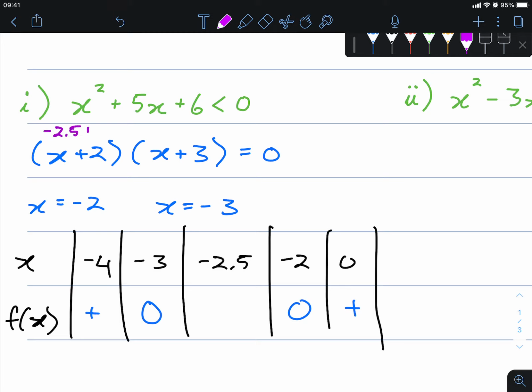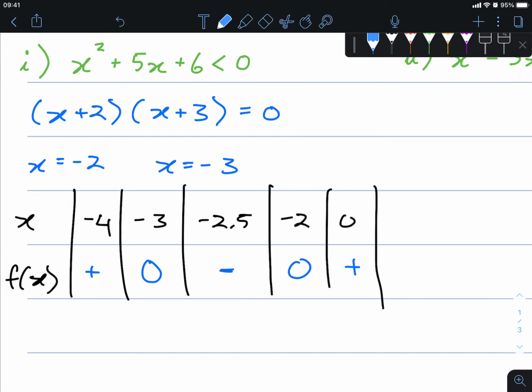Negative 2.5 plus 2, that's negative half. Negative 2.5 plus 3, that is going to be positive half. Positive 1.5, I think. Yes, positive 1.5. Negative times positive is negative. So this is going to be negative there. So without having even to use a calculator, you can figure out the signs of a function like so.